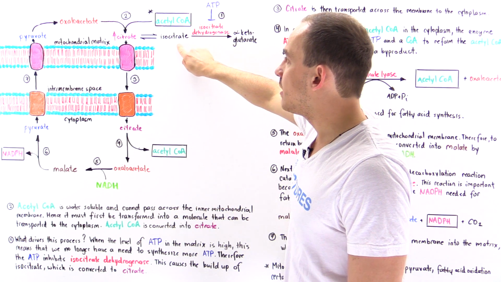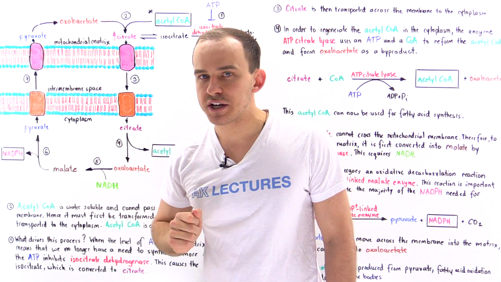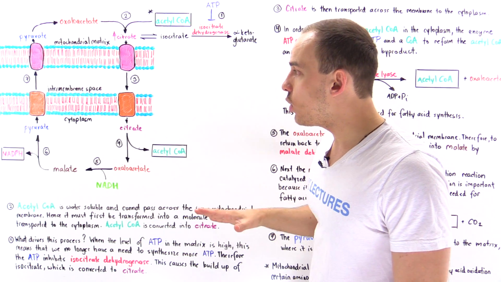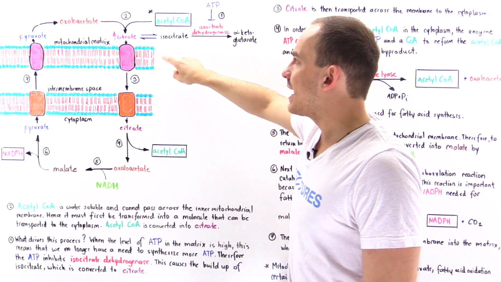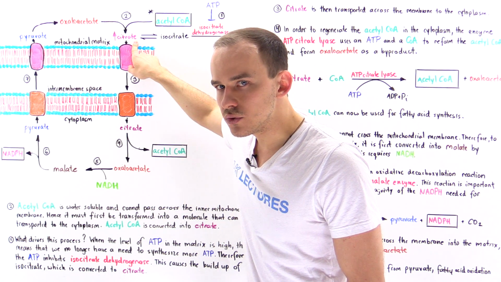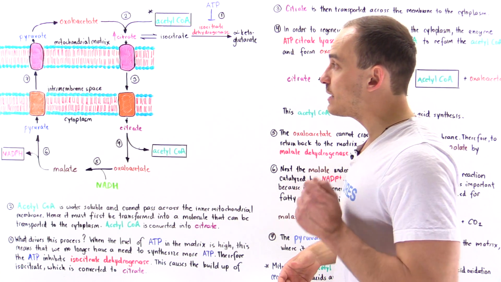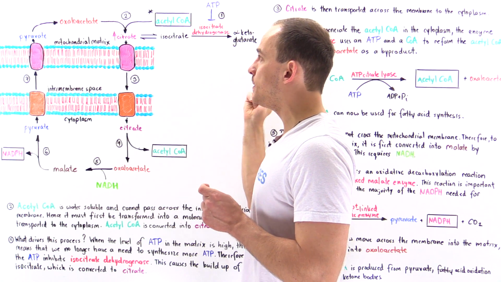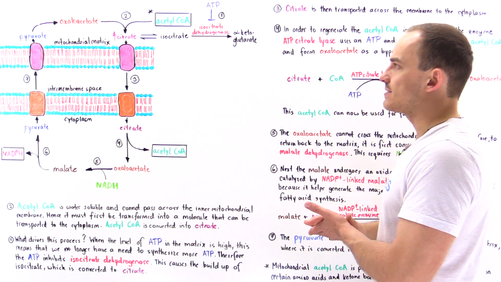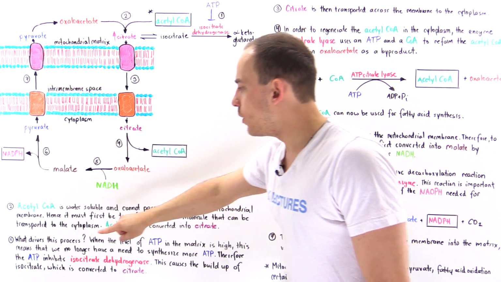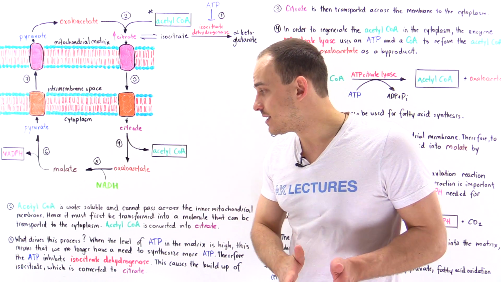But if we have high levels of isocitrate, we're also going to see an accumulation of citrate molecules. And this will promote fatty acid synthesis. So high levels of ATP and high levels of citrate molecules basically stimulate the process of fatty acid synthesis. And that makes sense because we need ATP and we need citrate to actually begin the process of fatty acid synthesis.